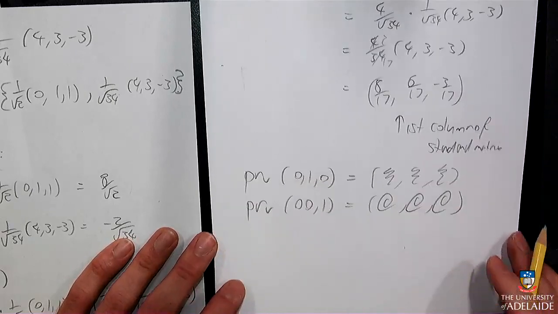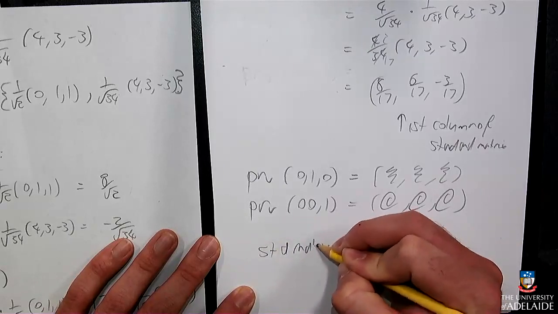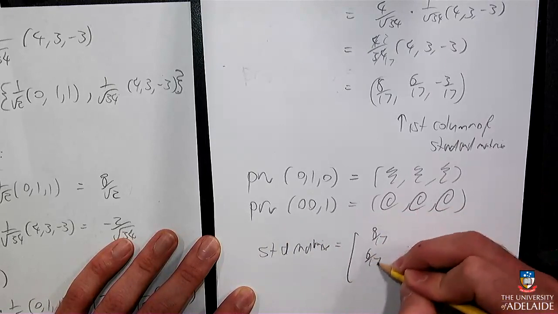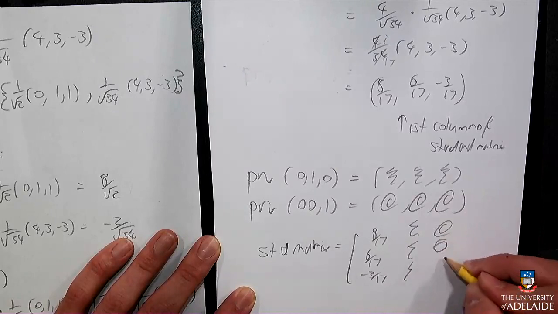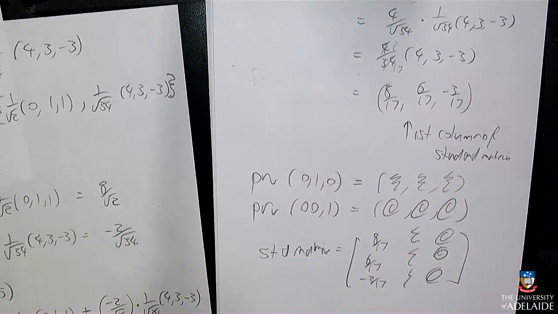I'm using stupid symbols. So the standard matrix will be 8 on 17, 6 on 17, minus 3 on 17, like that. You'll just take those 3 vectors that you've figured out and put them in as columns. And what that means is that now that I've figured this out, in order to do the orthogonal projection on any vector, all I need to do is put that vector as a column here and multiply the matrix, and it will give me the correct answer. That's how it's done.